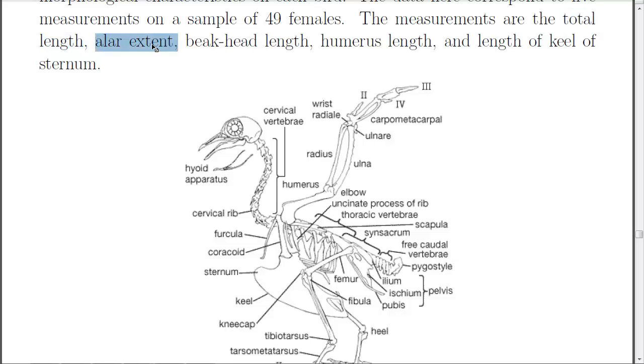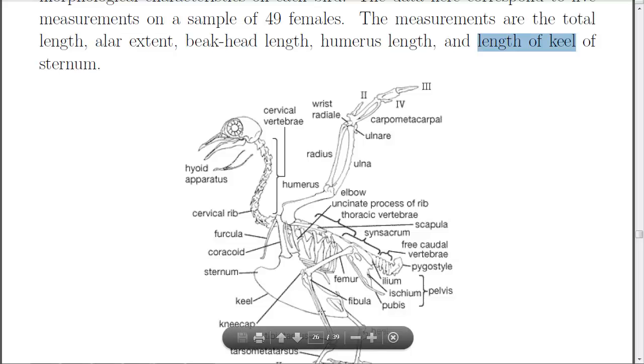We have the alar extent. The alar is the distance from wingtip to wingtip. So it's basically a measure of how wide the bird is when its wings are straight out to the side. Then we have 3 other measurements that are subsets of the first 2. We have the beak head length, so that's a proportion of the total length. We have the humerus length, which is the length of this large bone in the wing. That's a proportion of the alar extent. And then we have the length of the keel of the sternum. So the keel here is like the chest bone, and that's a proportion of the total length.